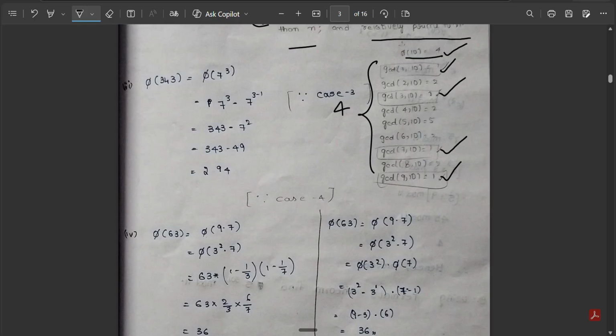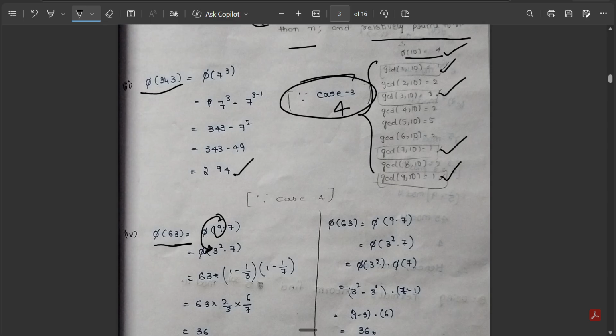Next we are going to find the Euler Totient function of 343, and 343 can be written as 7 cube. When you write it like this, the formula is p power i minus p power i minus 1. So 7 cube minus 7 power 3 minus 1, which is 343 minus 7 square, which is 294, and this is case 3. Next we are going to find the Euler Totient function of 63. 63 can be written as 9 into 7, and 9 can be written as 3 square.